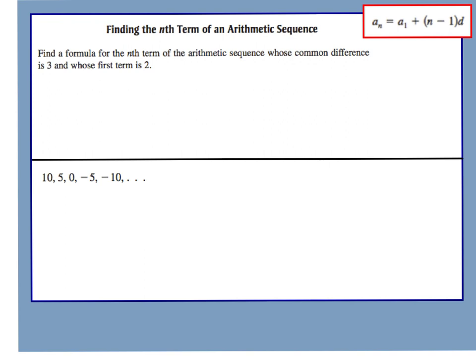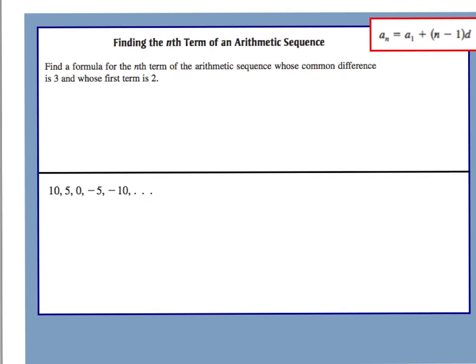All right, so let's put this into practice. Ryan, what are we doing? Find the formula for the nth term of the arithmetic sequence where the common difference is 3, whose first term is 2. It gave me a common difference of 3, and my a sub 1 is 2. So I just need to build my a sub n. So a sub n would equal 2 plus 3 times n minus 1.